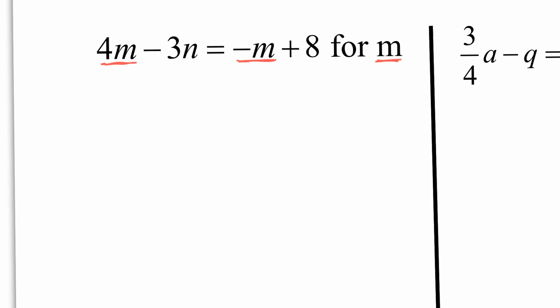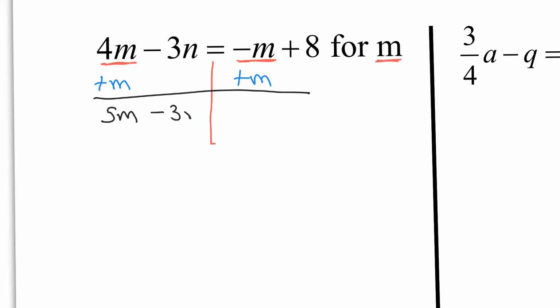So first of all, the variable that we want to get by itself, we need to get it on the same side. So I am going to get the m's on one side. I'm going to add m, the opposite of minus m here, and I'm going to add m on this side. So when I do that, I'm going to get 5m right here, 4m plus 1m. Bring down the minus 3n. On the other side, the m's cancel, and we have an 8.